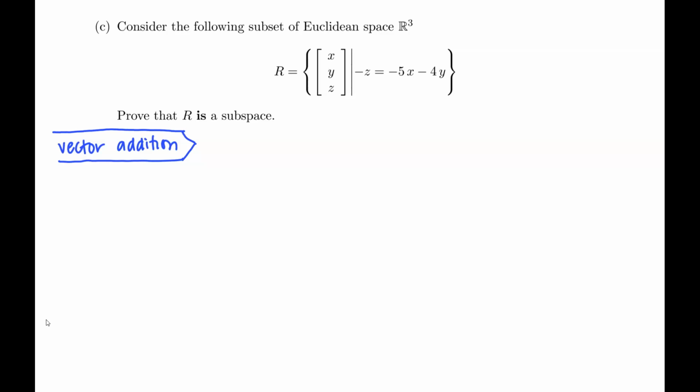First things first, we need to start with two vectors that are already in our space R. We can define these vectors as x, y, z, which is in my space R, and let's also say a, b, c is in my space, my potential subspace here. If both of these are in that set R, then we get these things to be true.